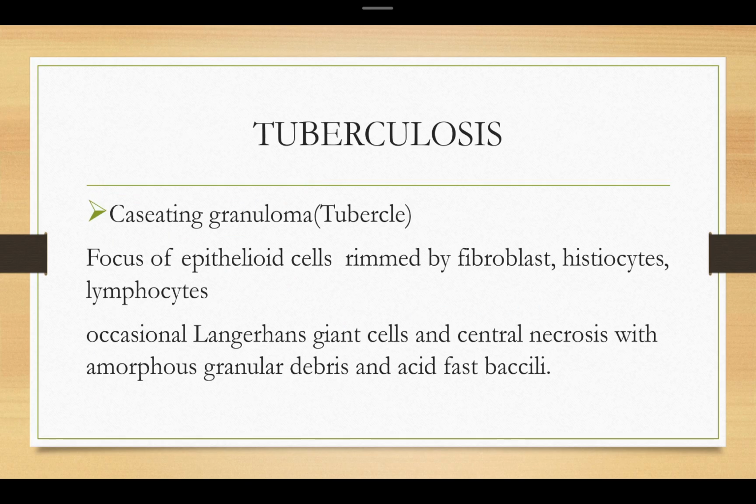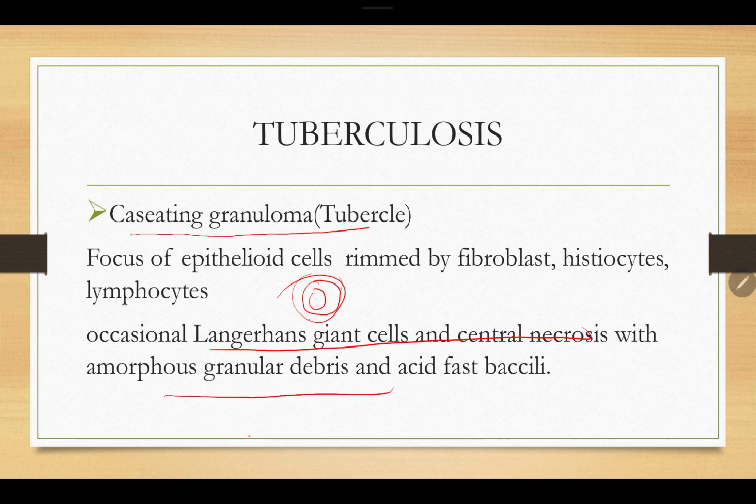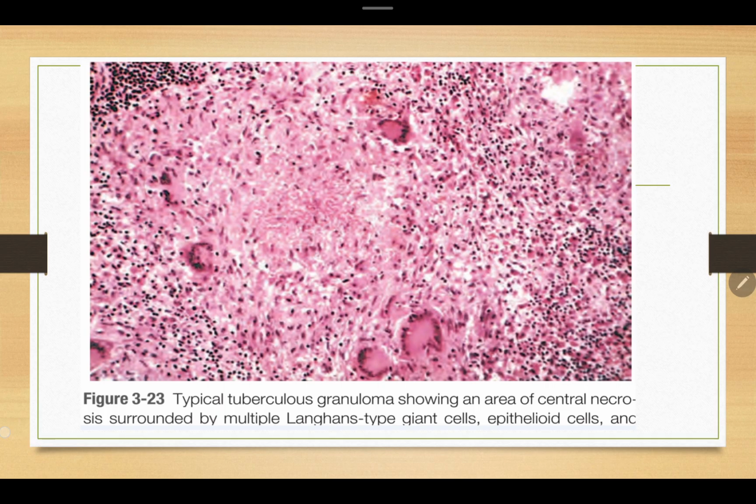Okay, so again in detail, what are the different types of granulomas in TB? In TB we see a caseating granuloma, where we see a focus of epithelioid cells rimmed by fibroblasts, histiocytes and lymphocytes, and surrounded by Langerhans giant cells, with central necrosis and amorphous granular debris, and acid-fast bacilli are also seen.